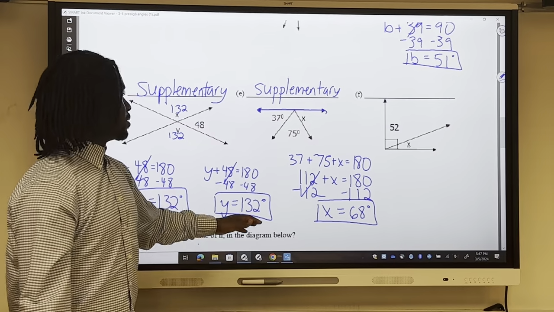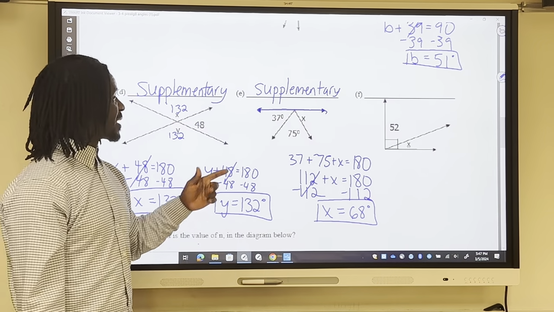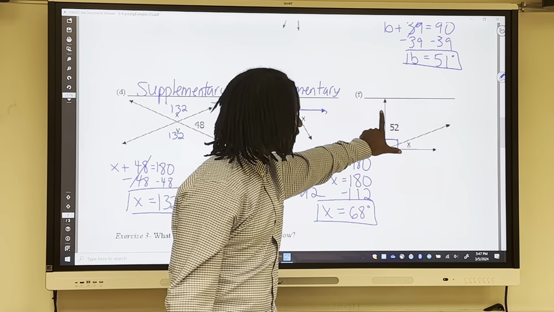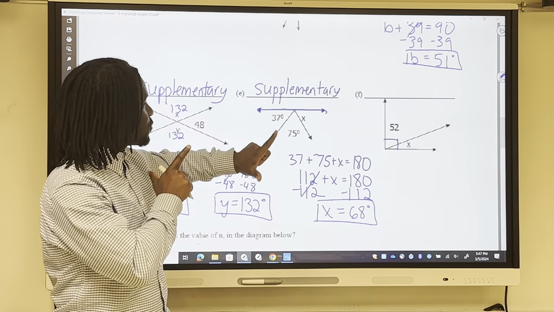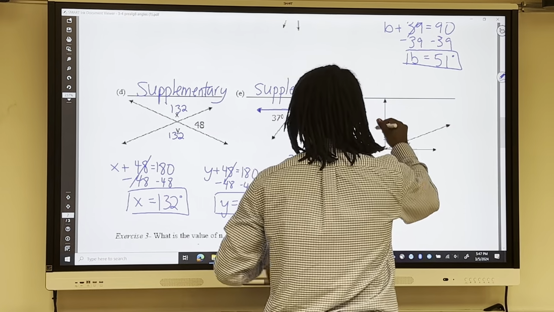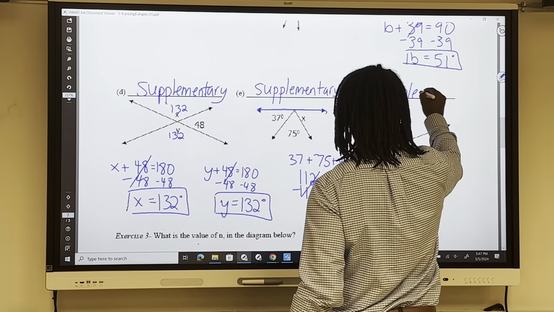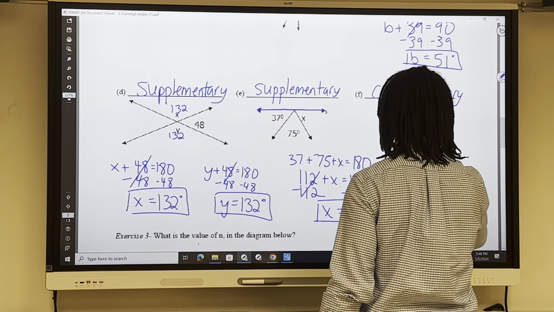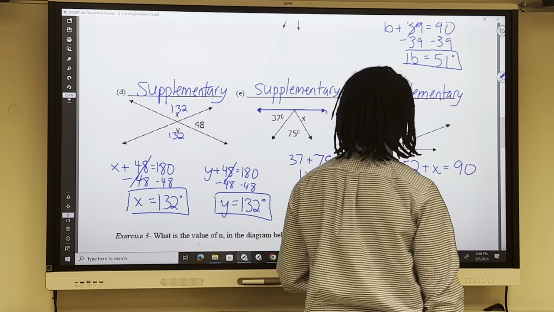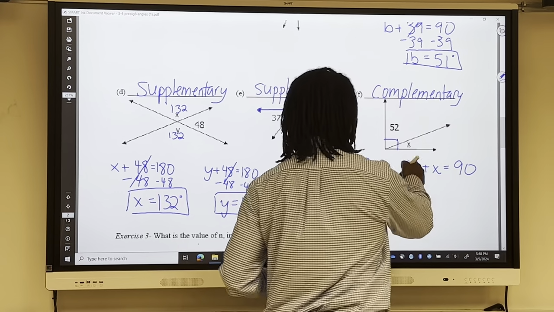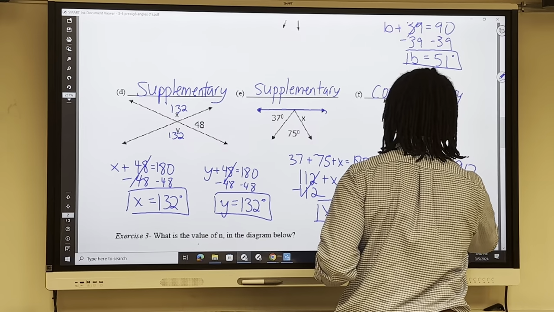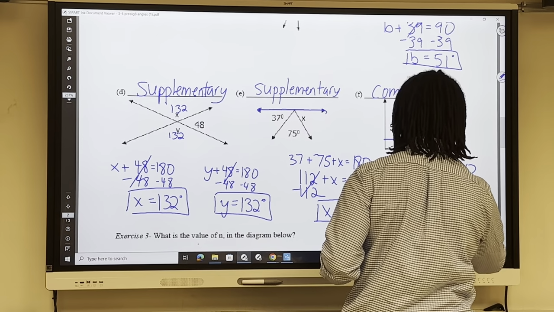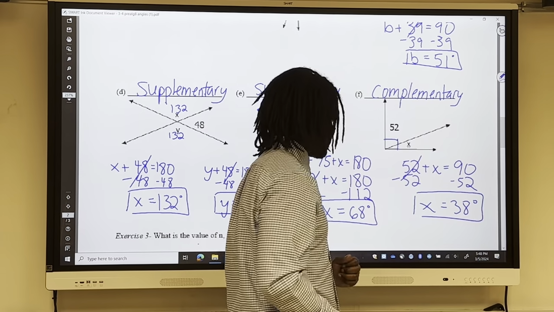68 degrees. And then lastly, again, what does that little box in the corner tell you? It tells you that it's a right angle. Right angles are 90 degrees. So therefore, it's complementary. So 52 plus X equals 90. To find the missing one, I just have to subtract the 52 from 90. That leaves me with 38 degrees.